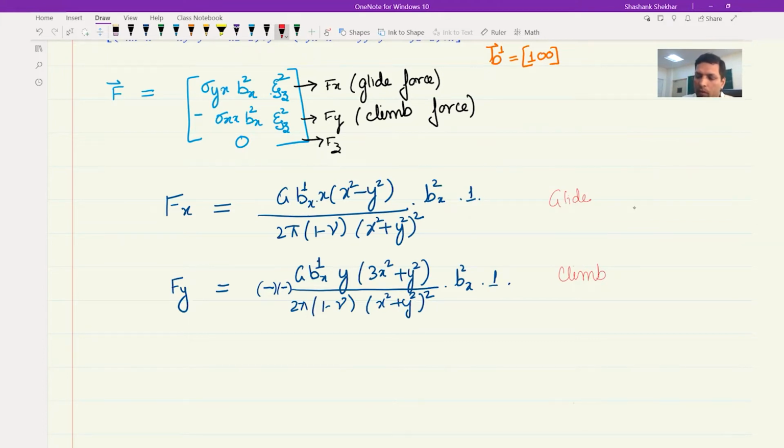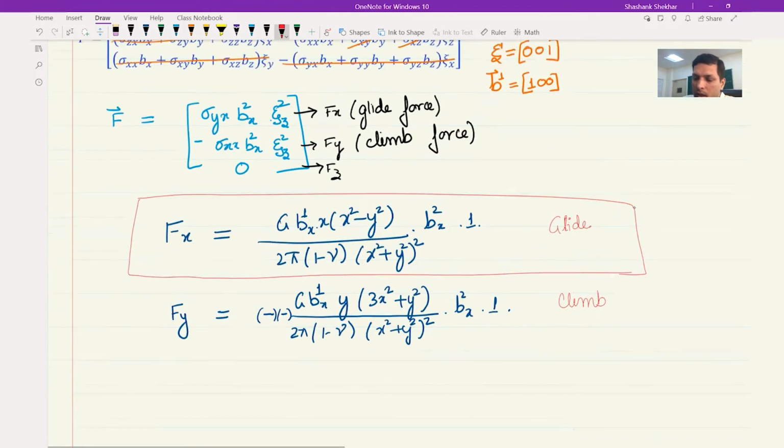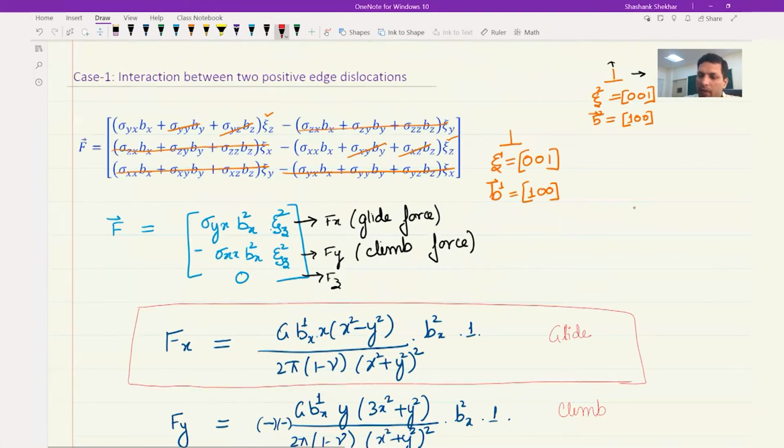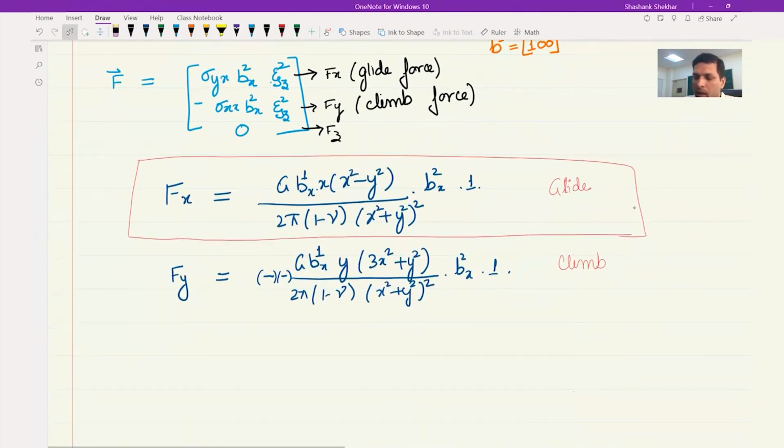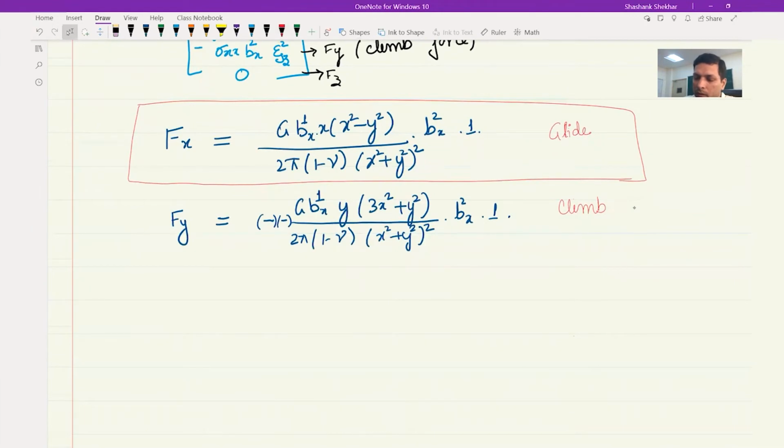Now we will concentrate on this particular equation, which is for the glide, because this one will give us a lot more information about interaction between dislocations. So we are looking at the interaction between two positive edge dislocations, and we know that these are the two forces. Now we have said that climb is something we are not really interested in because it is a high temperature phenomenon.